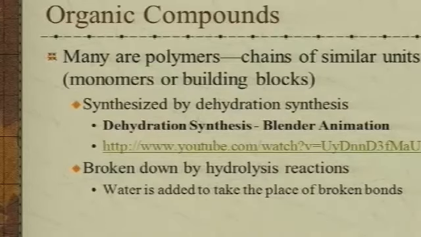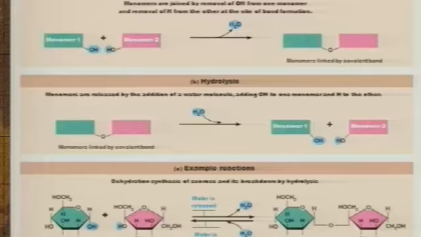Dehydration synthesis is the removal of water to stick those two molecules together. If we want to break the bonds, we're going to add water to take the place of those broken bonds. I don't know if this picture helps you. This is an old picture from the book of dehydration synthesis. At the top, you can see the removal of the water to form two units linked together. The next one down is the addition of water to break the bonds between two covalently bonded molecules.